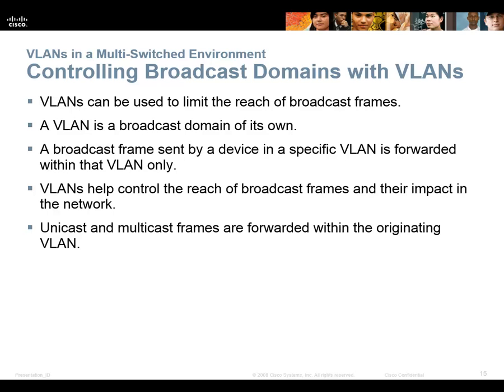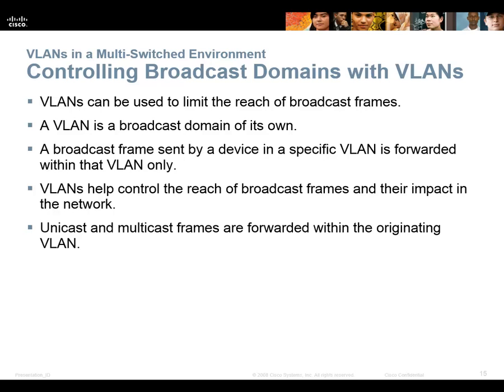VLANs can be used to limit the reach of broadcast frames. A VLAN is a broadcast domain of its own, so each one creates its own broadcast domain. A broadcast frame sent by a device in a specific VLAN is forwarded within that VLAN only. So, for example, if we're using DHCP, we're going to have a DHCP server on each VLAN, because if we only have one and we don't do some sort of DHCP forwarding, then they're not going to be able to get IPs because their broadcast frames are never going to reach the DHCP server.